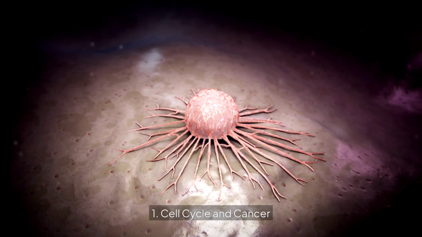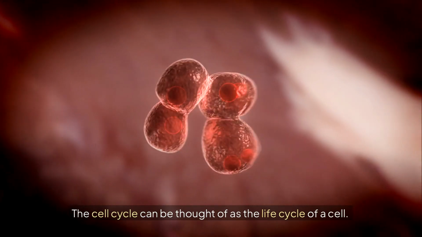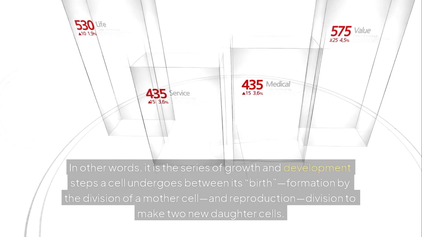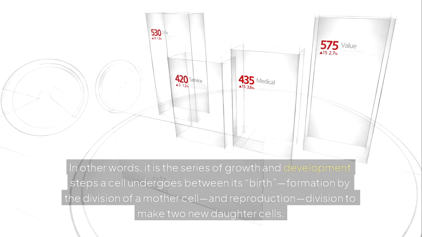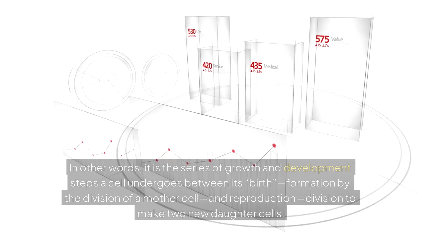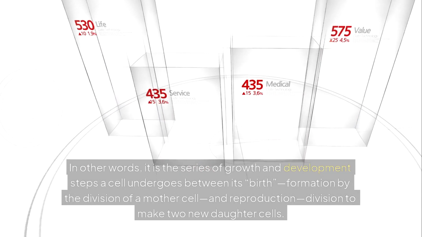1. Cell cycle and cancer. The cell cycle can be thought of as the life cycle of a cell. In other words, it is the series of growth and development steps a cell undergoes between its birth, formation by the division of a mother cell, and reproduction, division to make 2 new daughter cells.